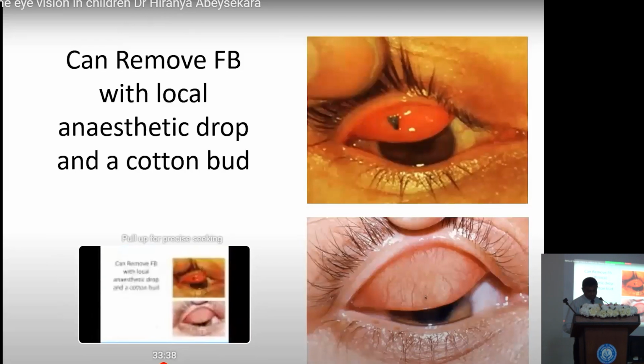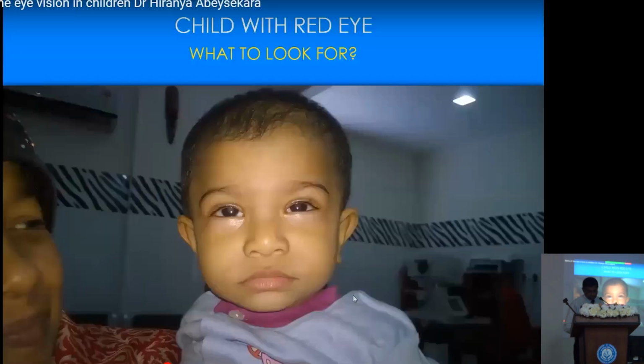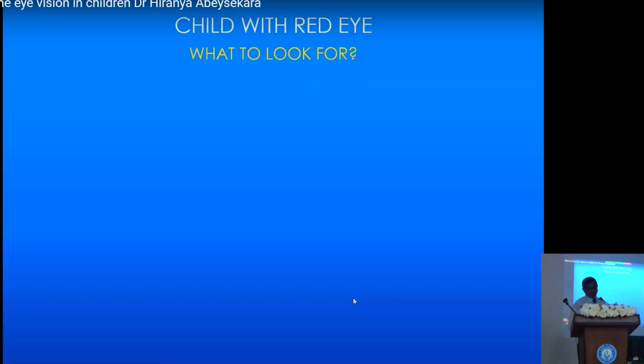So the next topic is red eye. I think that is what you are waiting for, right? Management of red eye or pink eye. So what would you do for red eye? I am 100% against prescribing antibiotics for each and every red eye. I am 100% against prescribing steroid eye drops for each and every red eye. Steroid example I showed you in the beginning. What can happen if you prescribe steroids to the wrong person?